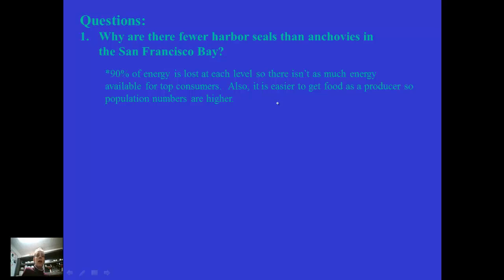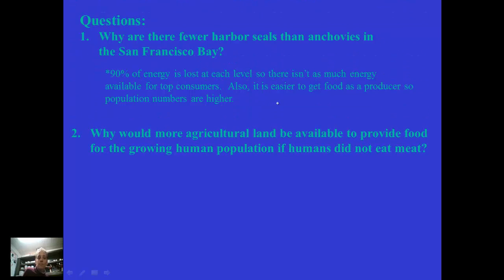Thus, there has to be enough organisms at lower levels of the energy pyramid in order to support the top consumers. Therefore, there can't be as many top consumers as there are first consumers and secondary consumers, because 90% of that energy is being lost at each level. There's only 10% available to the next level.